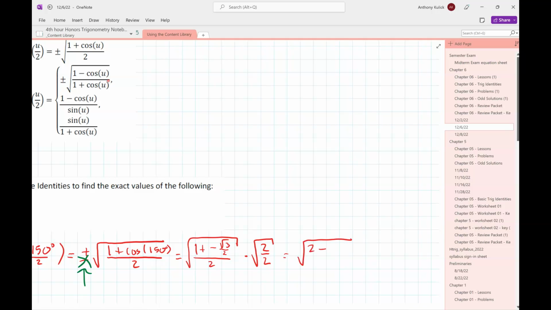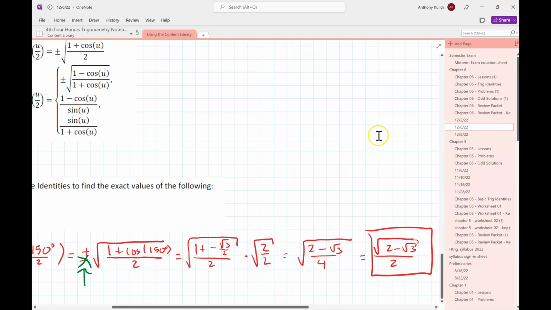So we have 2 minus square root 3 over 4. Everybody's good there? Notice the square root of 4 in the denominator. So I'll just do that and write the square root sign only over the numerator. That looks pretty good to me.